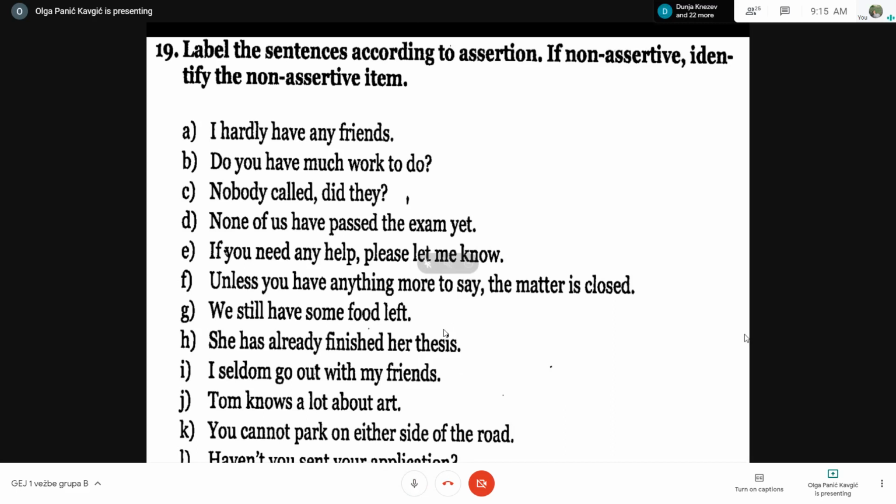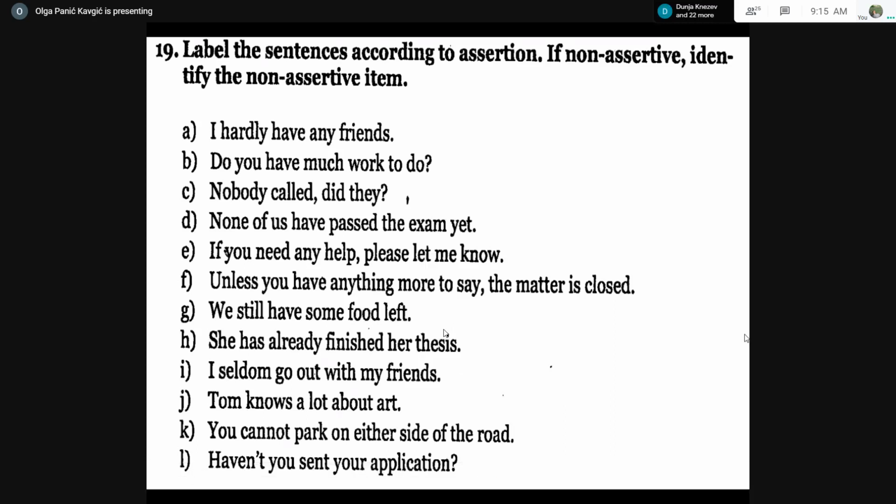Sentence D. Jovan Lazicic, is he here? Yes, I'm here. None of us have passed the exam yet. Not a very optimistic state, but true, unfortunately, because we still haven't had the opportunity. I believe this is a non-assertive sentence. Yes. And the non-assertive item here is none. And there is one other non-assertive item, if you look at it more carefully.